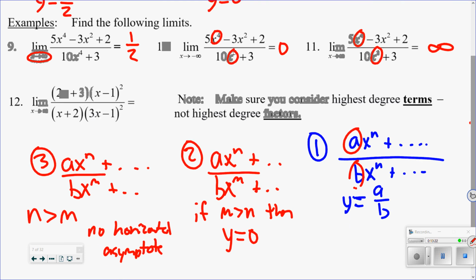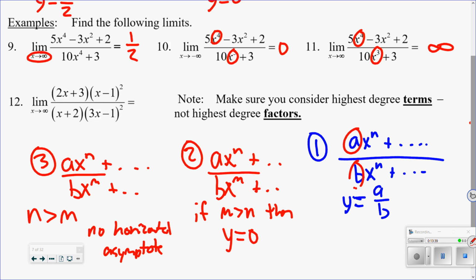This is really important if you look at number 12. When we go to compare this, a lot of times we end up comparing the squares up here. You shouldn't do that. It says up here, make sure you consider the highest degree terms, not the highest degree factors. What we need to do is figure out what the first term would be if we were to multiply both the top and the bottom out.